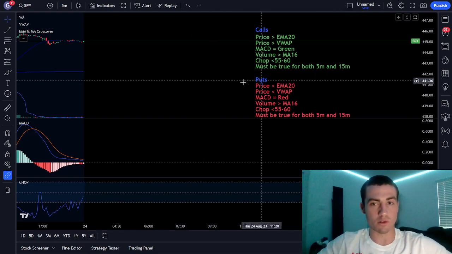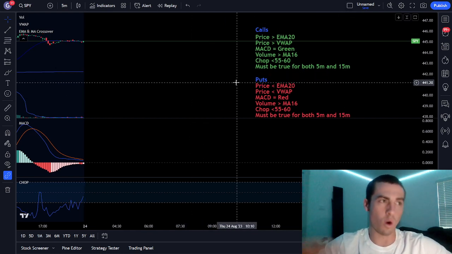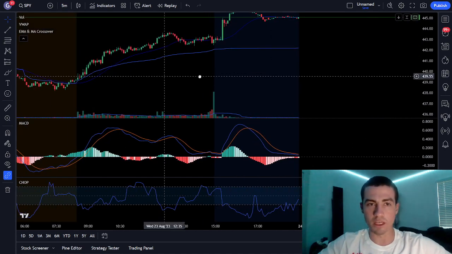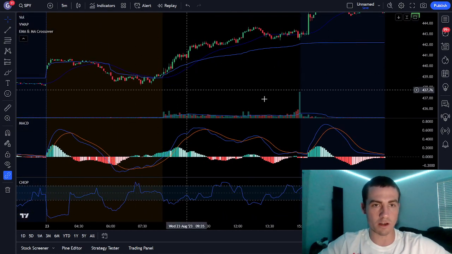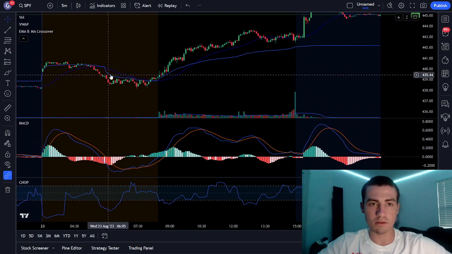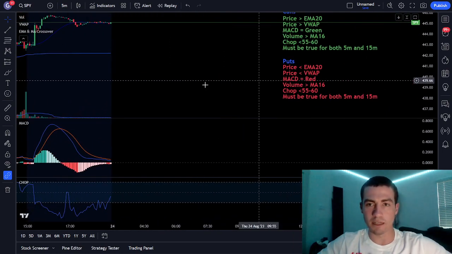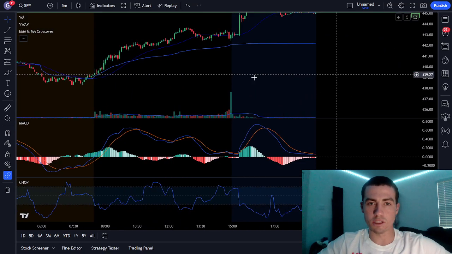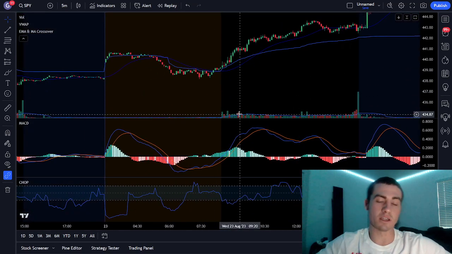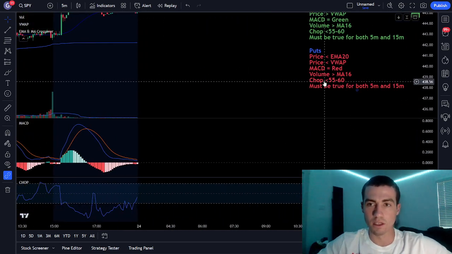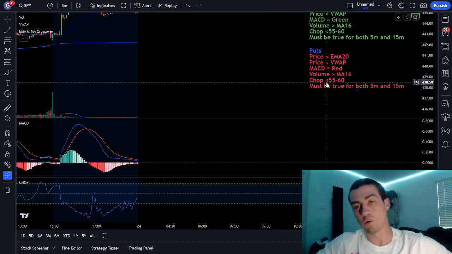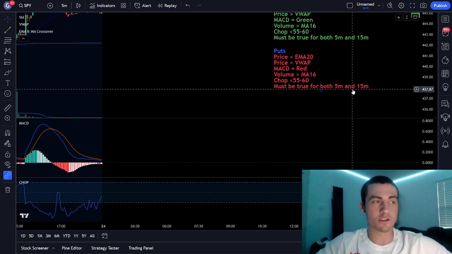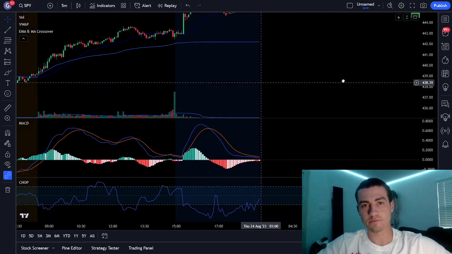Now let's go over puts real quick. It's the opposite of calls. Almost. Okay, price has to be below the EMA 20, so below the EMA 20 right here. Below the VWAP, below the VWAP right here. The MACD must be red. Volume must be above the MA16 because without buyers or sellers, your move is not going to play out. Chop has to be low, or below 55, below 60 if you want to play risky. And it also must be true for the 5 and the 15.